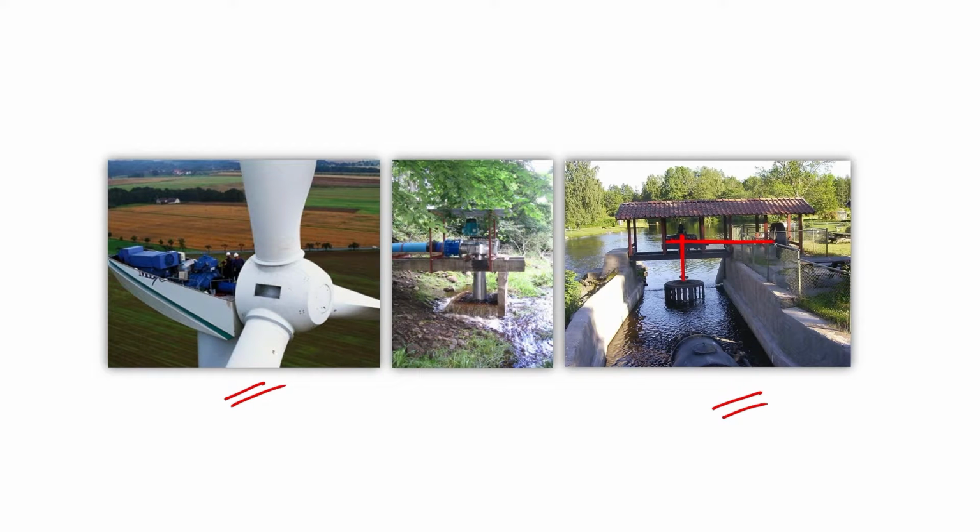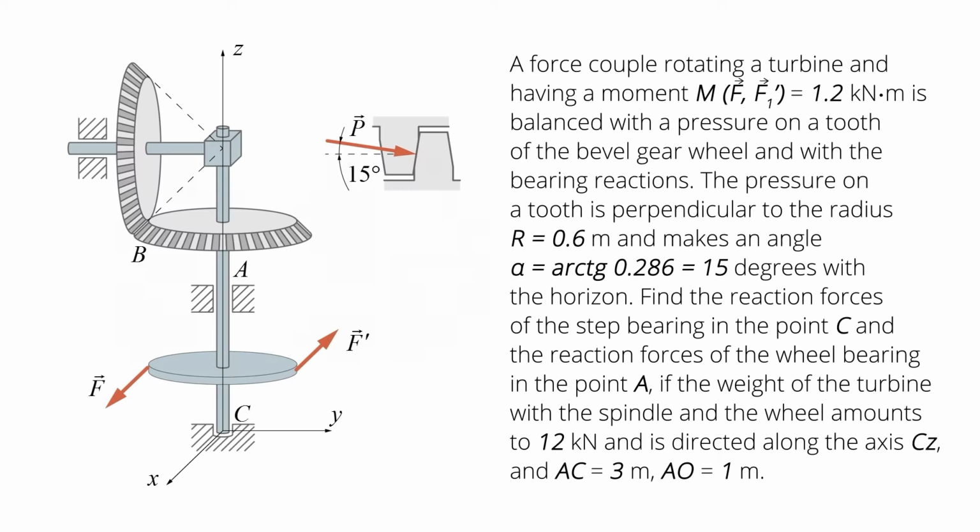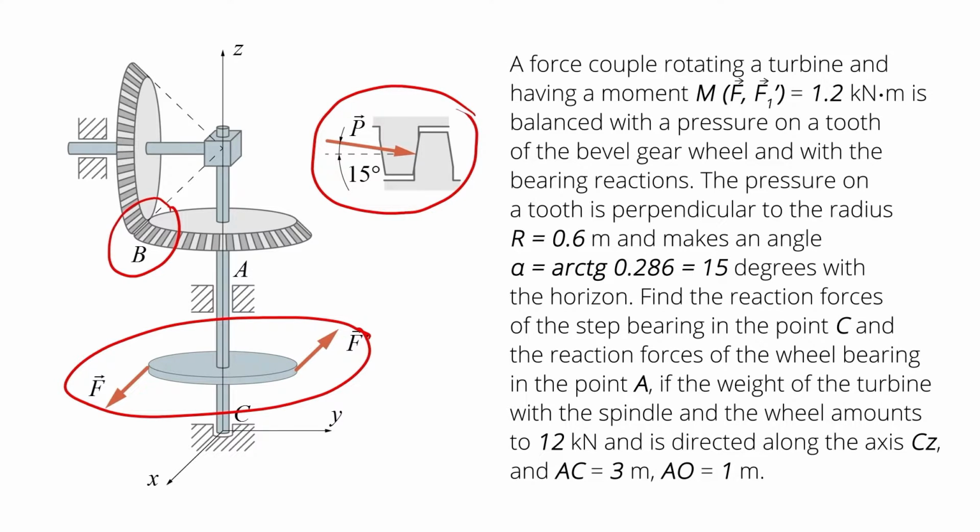Let us draw up a sketch and make the statement of a problem. A force couple rotating a turbine is balanced with the pressure on a tooth of the bevel gear wheel and with the bearing reactions. The pressure on a tooth is perpendicular to the radius and makes an angle of 15 degrees with the horizon. The reaction of center plate and the reaction of bearing are required to be found.